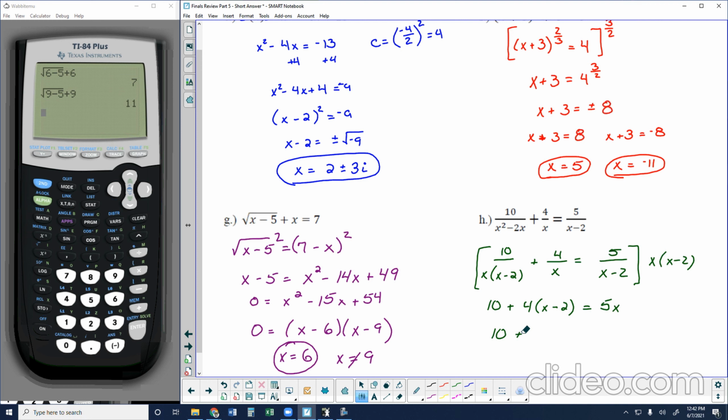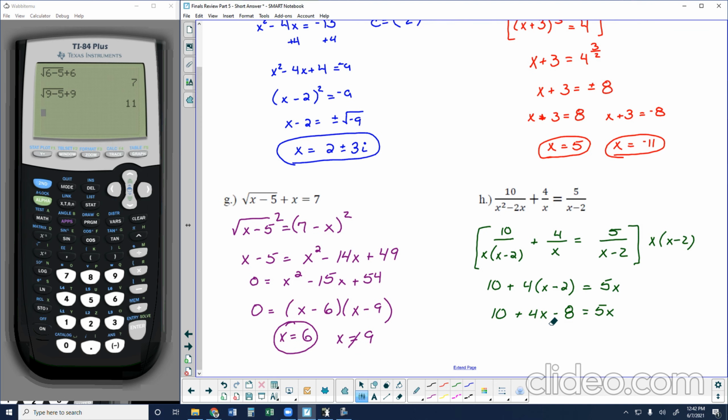So if I simplify this equation, now it becomes linear, and we should all be able to solve this. If I combine my 10 and my negative 8, I get 2. If I subtract here, I get x. And so I have x equals 2.